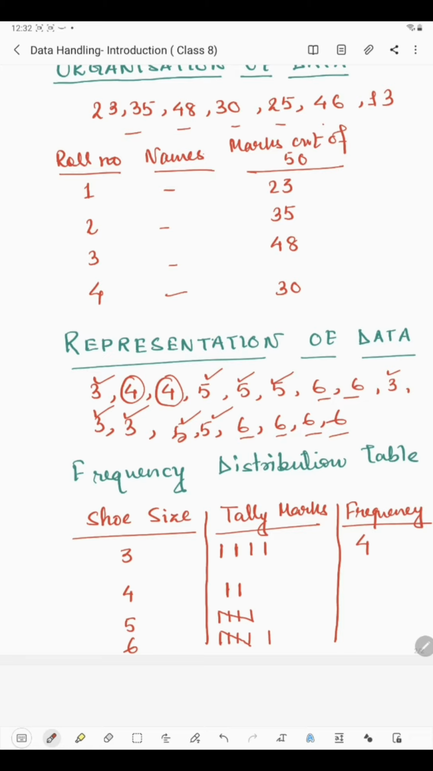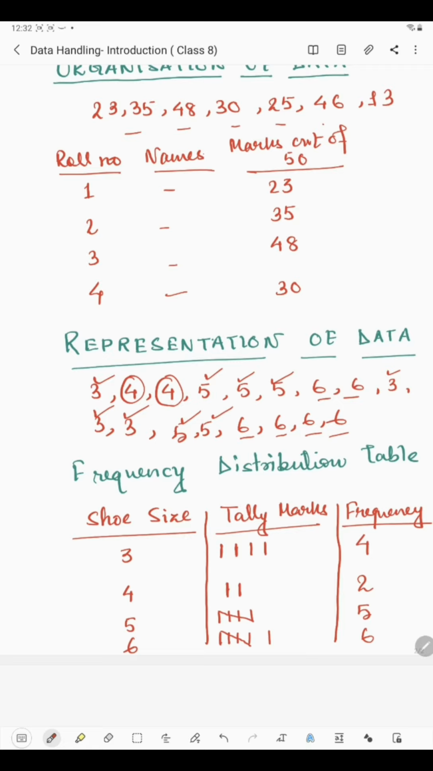So it's 4. Now here we have tally marks 2, 1, 2. So we'll write the number here. This is a bundle of 5, and this is a bundle of 5 and 1 extra. So it is showing shoe size 6. How many times did it appear? 6 times. So this was all about the frequency distribution table. Frequency means how many students have the same shoe size, and tally marks tell us which number appeared how many times.